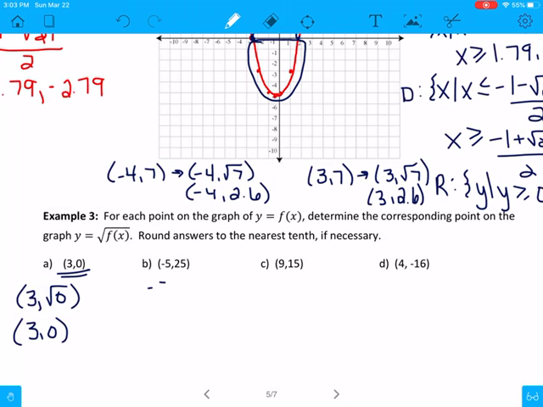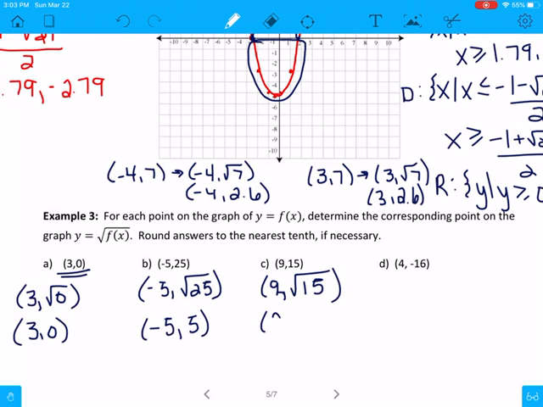This one, negative 5, root 25. Keep our x, root our y. So it's going to become negative 5, 5. This one is 9, root 15. Root 15 is 3 point something. So nearest tenth, it's 3.9. So my new point is going to be at 9, 3.9.